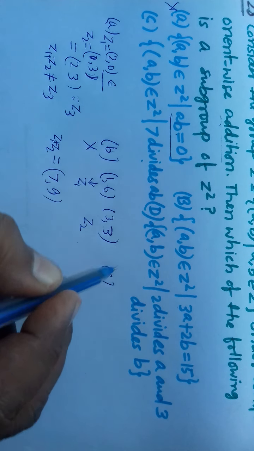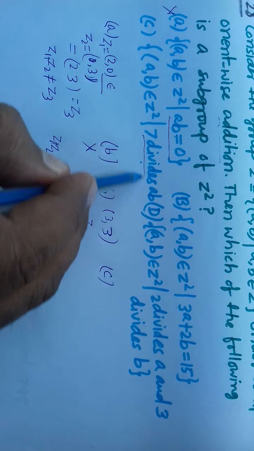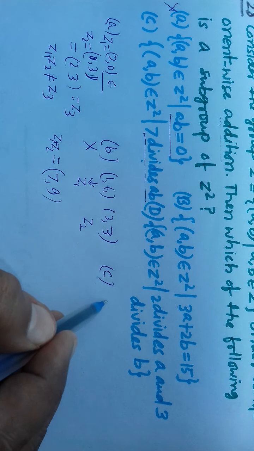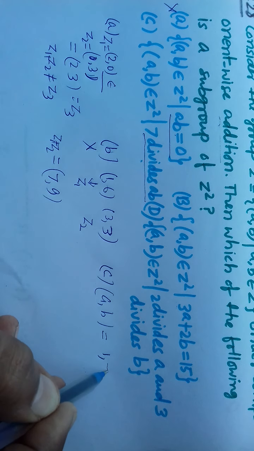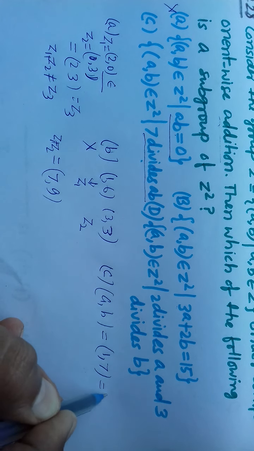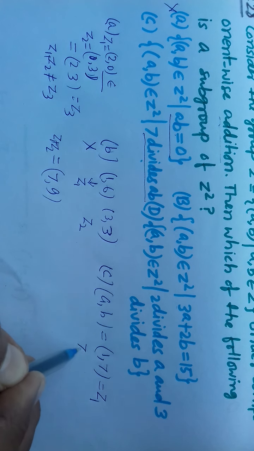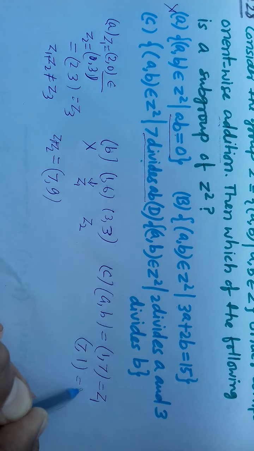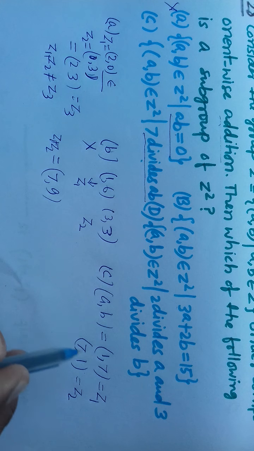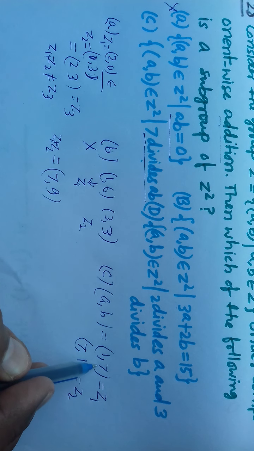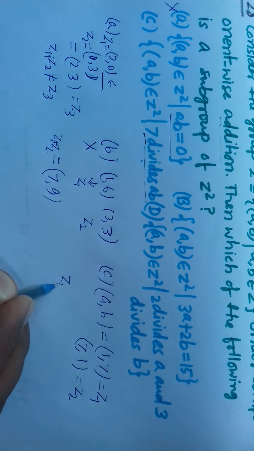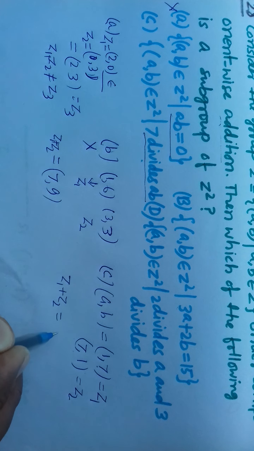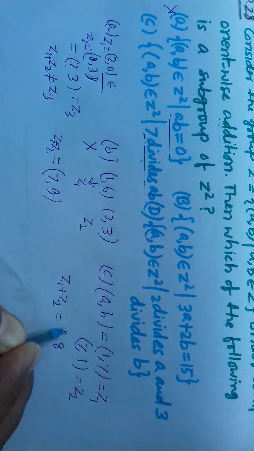Now C. In C, here 7 divides AB. So (A, B) can be taken as (1, 7). Suppose this first point is Z1. Also (7, 1), suppose this is Z2. Because the product of these two is 7, and 7 can divide 7. So now if you find Z1 plus Z2, then this happens to be (8, 8).